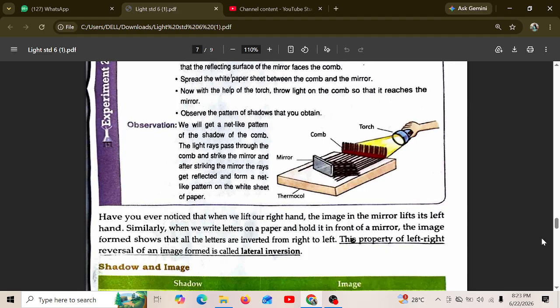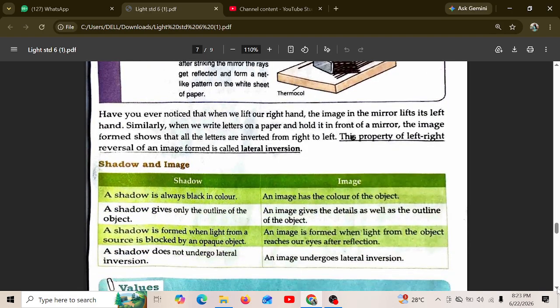It's a very fascinating thing which we can see happening when light reflects off the mirror. So we can tell there are a few differences between a shadow and an image. Namely, the image gives the details as well as the outline of the object, but on the contrary, a shadow will never give you any detail. It only gives the outline of the object.